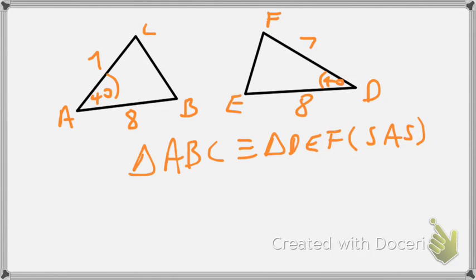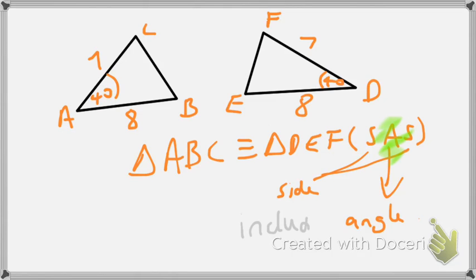So the two S's stand for side. The A stands for angle. Now, the thing to be careful of with this particular case is notice that I put the A in the middle. Right? And for this particular type, it must be the included angle. It can't be one of the other two.